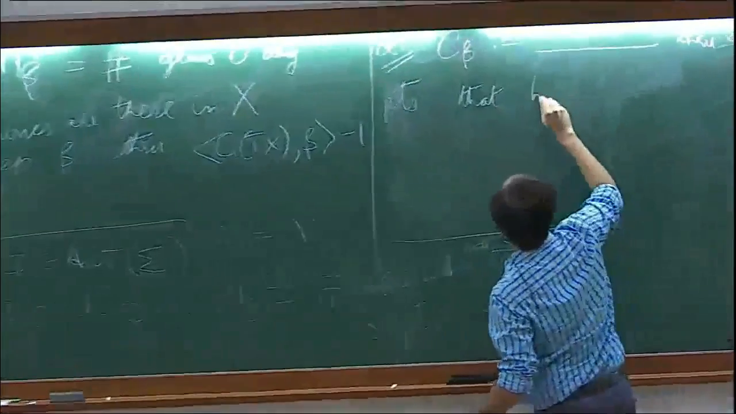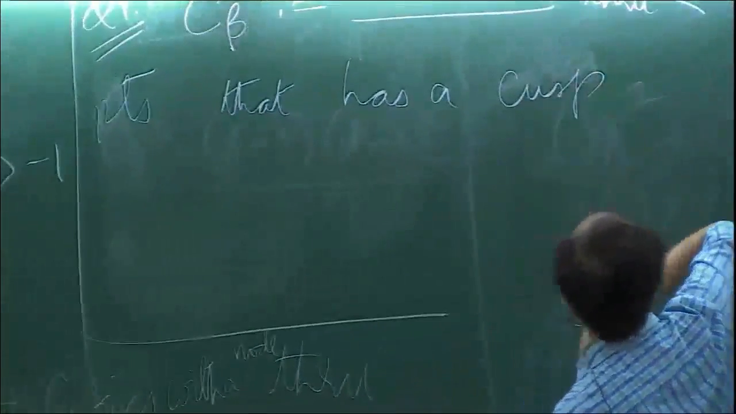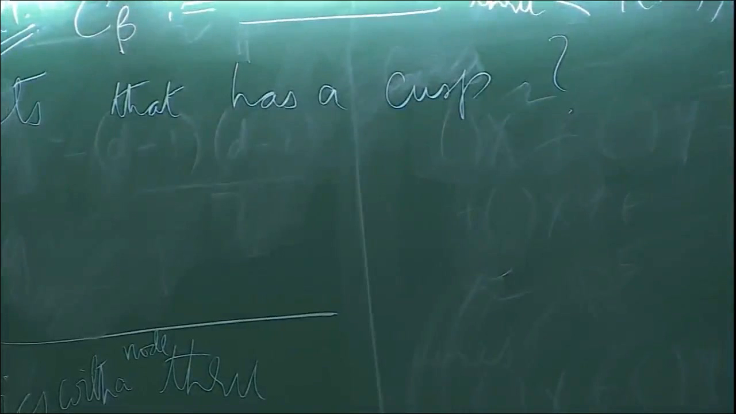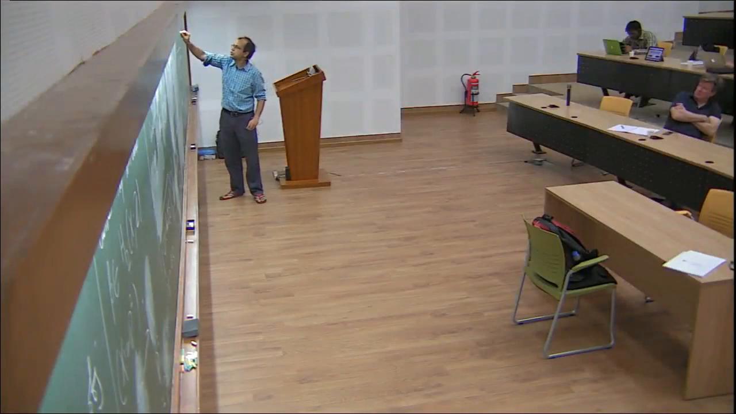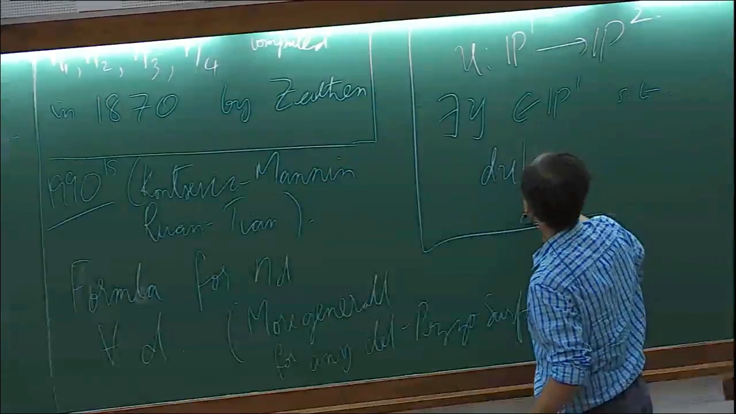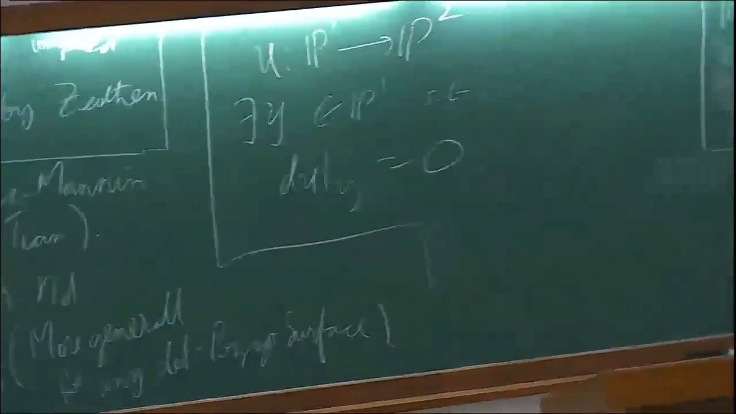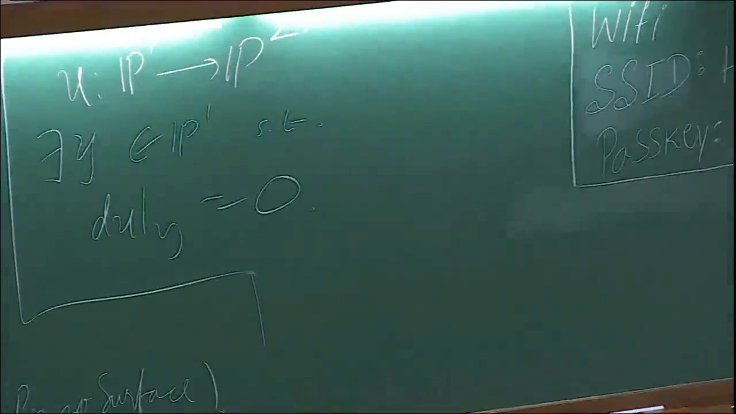Asking to pass through a point is not the only way I can impose a condition. Another way to impose a condition is that it has a cusp somewhere. So what do I mean by a cusp? Remember that I'm looking at maps. I'm looking at maps, so that means there exists a point in the domain such that the derivative at that point is going to be 0. This is what I mean by cusp. And this is the question I'd like to discuss for most of the talk.